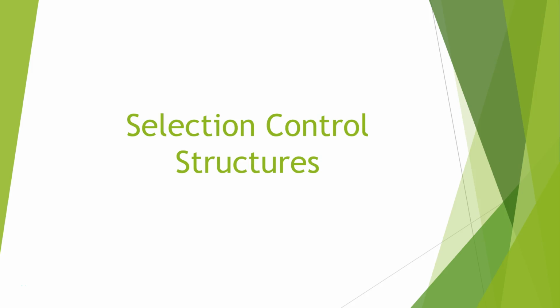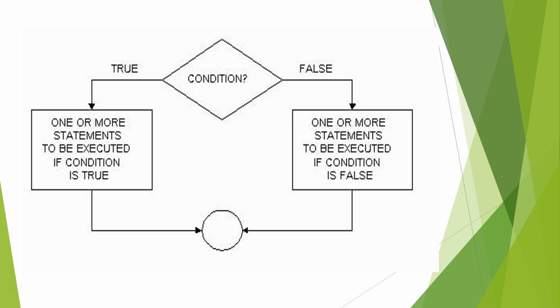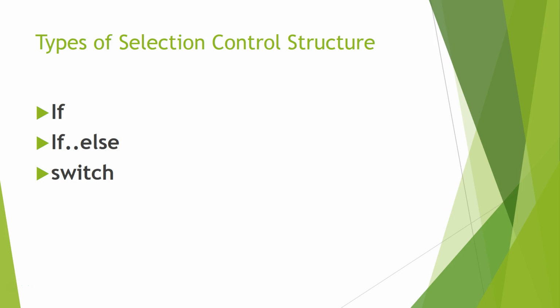Hello, in this tutorial we will talk about selection control structures. A selection control structure allows a set of statements to be executed if a specific condition is met. If it is not met, another set of instructions is executed. We have these types of selection control structures: if condition, if-else conditions, and switch.